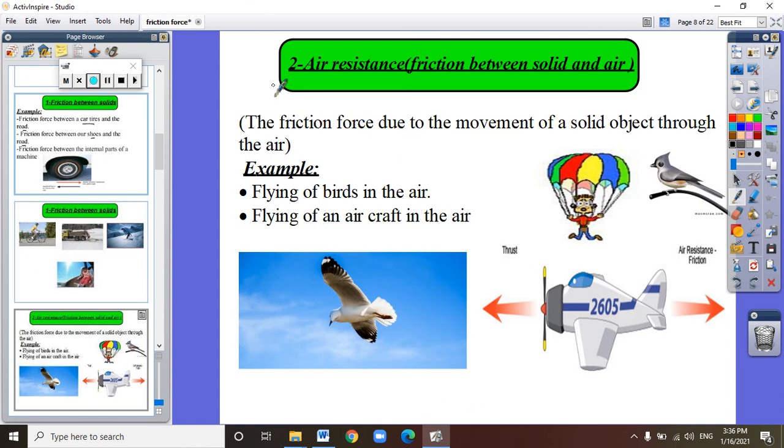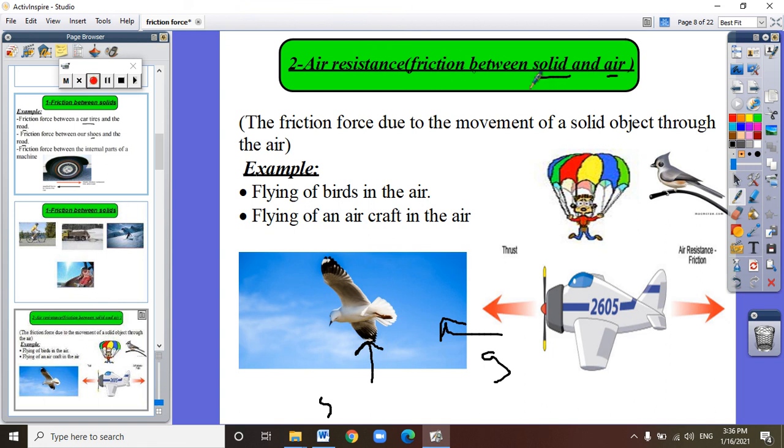Now we will take number 2 from the types of the friction force, the friction force between solids and the air, like the friction force between the body of the bird and the air. The body of the bird is which type of material? Solid. And the air is which type of material? Gas. Okay, so the friction force here is between solid and air.